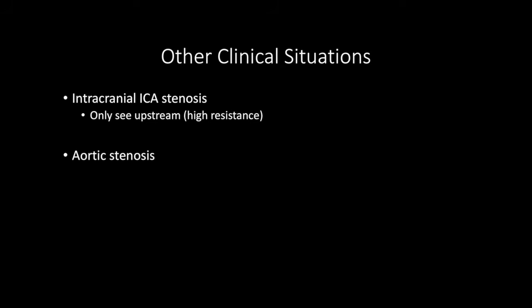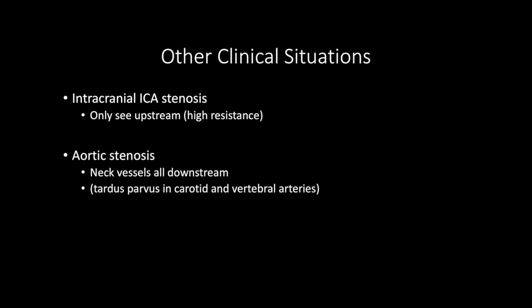What if you had aortic stenosis? Well, if you had proximal aortic stenosis, then all of the neck vessels that we're looking at, including the internal carotid artery and the vertebral arteries, etc., are all going to be distal to the stenosis. So if you had severe enough aortic stenosis, all of the vessels in the neck are downstream from that, and they're going to look like a tardus parvus waveform. Again, this is just following the same principles that we talked about earlier.